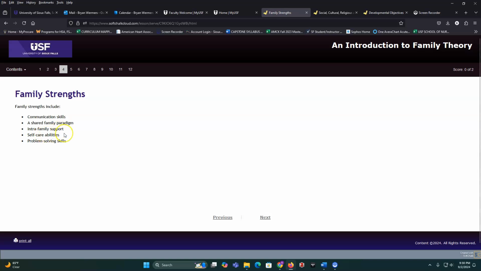There's intra-family support, so they support one another. They help each other out. They have some self-care abilities. They help themselves out. And then they have some problem-solving skills. They're able to help each other. They're able to work together as a family and get through some problems.